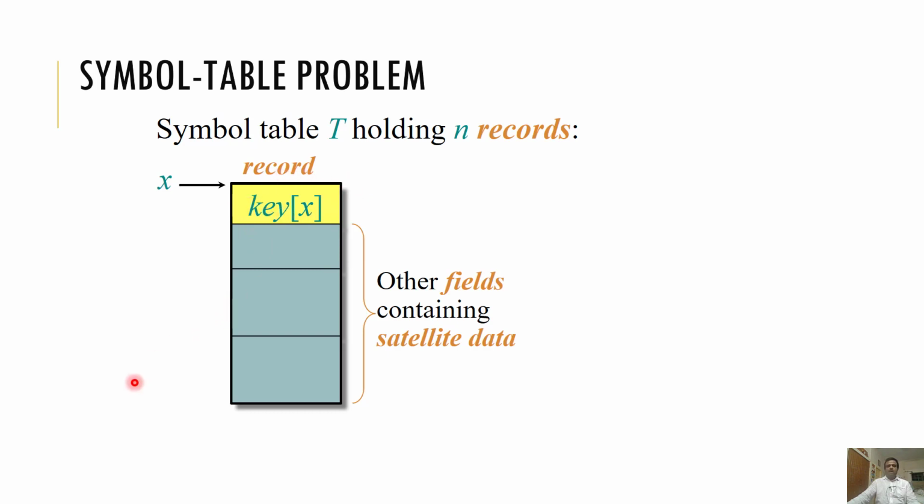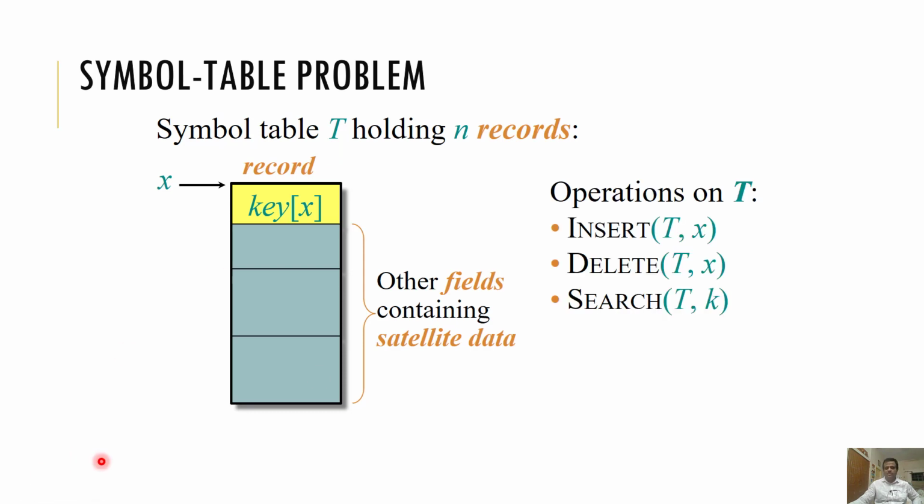Okay. So now what type of operations can we think of? This set is a dynamic set. That means we should be able to insert a new record, we should be able to delete a record, which makes this set dynamic, and we should be able to search for a record with a given key value. So these operations we should be able to do on this set T: insert a record, delete a record, and search for a record whose key value is k. Okay.